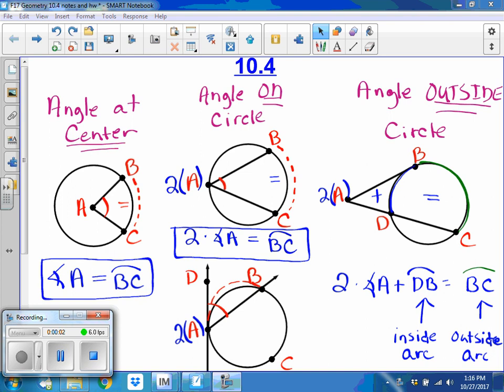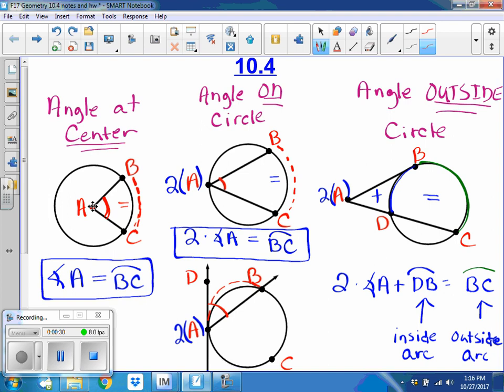Okay, in Geometry 10.4, we're going to talk about angle relationships and circles. There's three different scenarios. If the angle is at the center, called the central angle, that's this angle right here. We already talked about this. If that's the case, then whatever that angle is, it equals the measure of the intercepted arc. So angle A right here equals the measure of arc BC.